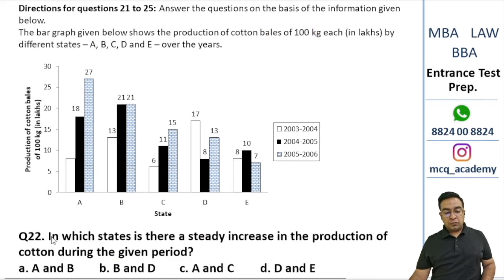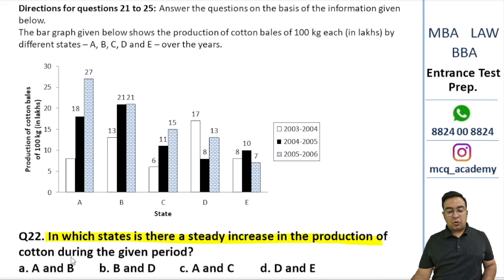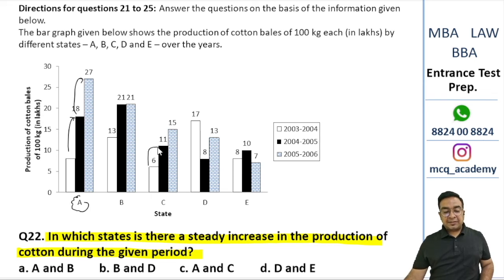Question number 22. In which state is there a steady increase in the production of cotton during the given period? Steady increase. तो देखिए यहाँ पे state A के अंदर there is a steady increase, ये value आपके पास में बढ़ती जा रही है. In state C there is a steady increase, ये value बढ़ती जा रही है. These are the only two states जहां पे there's a steady increase in the production of cotton. So A and C, therefore you would mark option number C as the answer to this question.